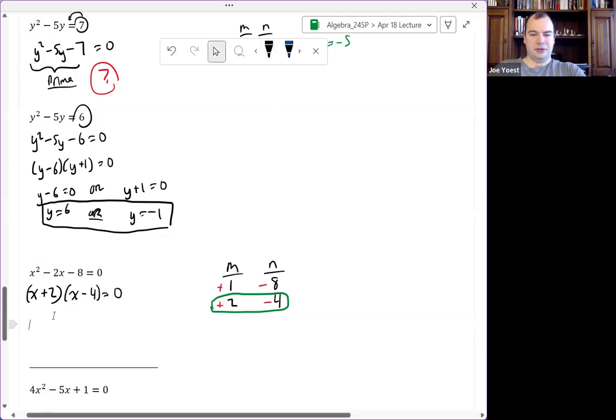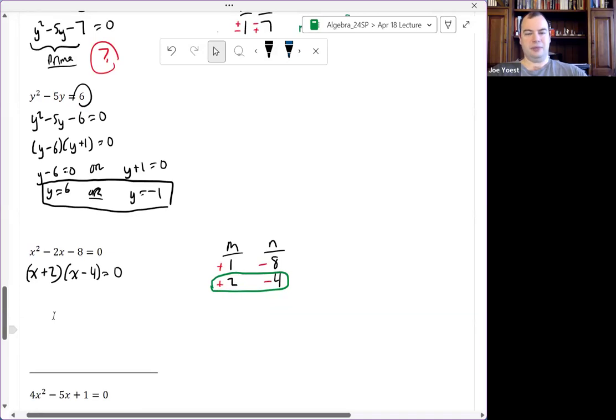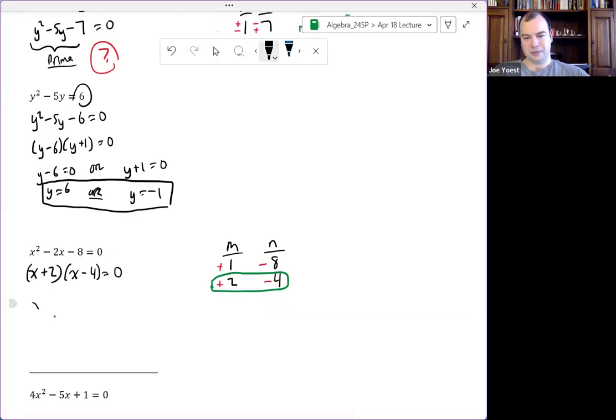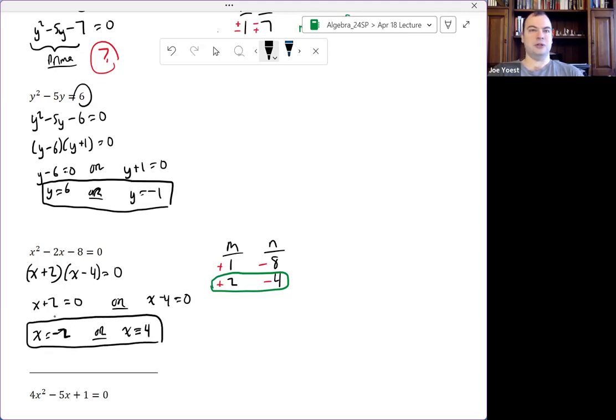I have the product of two things equals 0. So again, I apply my zero product property. X plus 2 equals 0, or x minus 4 equals 0. X equals negative 2, or x equals 4. Those are my two solutions.